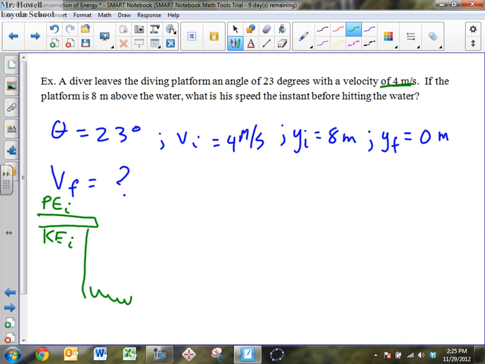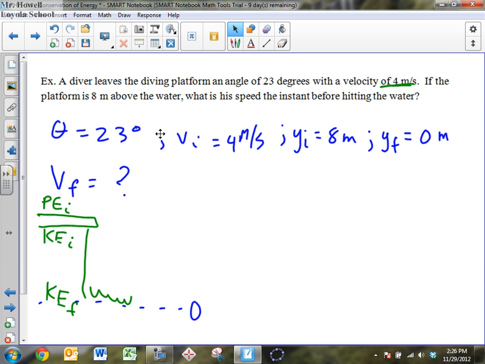At the bottom, is there any height at the bottom? No. So there's no potential energy down here, but there is kinetic energy at the end, and that's what we're trying to figure out so we can find the velocity at the end of the problem. But if he's going into water, don't you have energy when you enter the water? Yeah, but remember we said in the beginning, you always have to call something ground level. So I'm calling this ground level. So that's your 0 height mark. So if there's no height there, then there's no potential energy there.